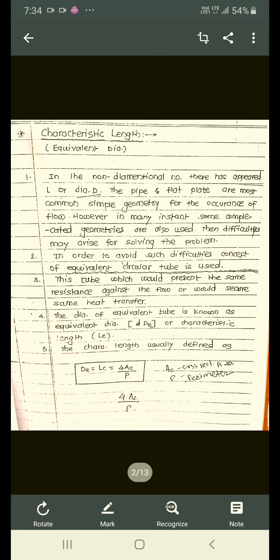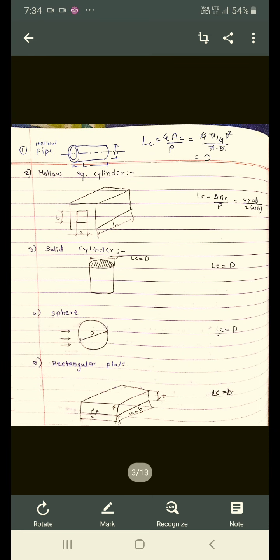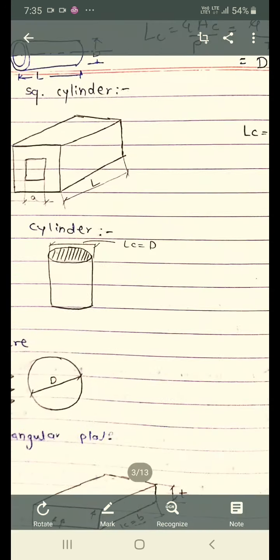The characteristic length is usually defined as dE or LC is equal to 4 into cross sectional area divided by perimeter P. Let us see characteristic length or equivalent diameter for a few cases. First one is hollow pipe. For hollow pipe, LC is equal to 4 into AC divided by perimeter P, cross sectional area pi by 4 d square, and perimeter is pi d. So LC will be D.